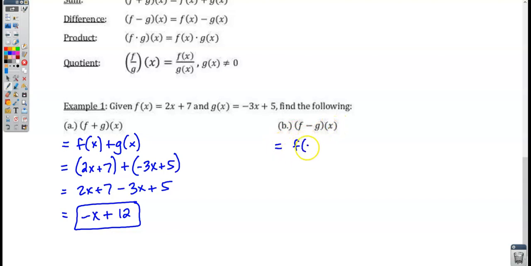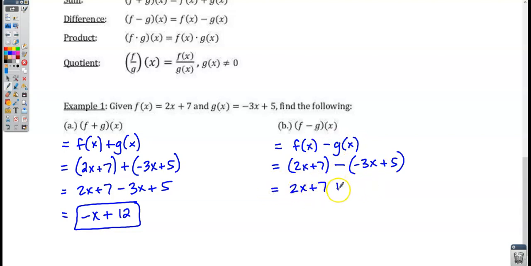So that's going to be f of x minus g of x. And here the parentheses are going to be a little bit more important for us because they're going to remind us to distribute that negative sign through all of g of x and not just the first term. So we're going to go ahead and write f of x minus g of x. We substitute the functions in.